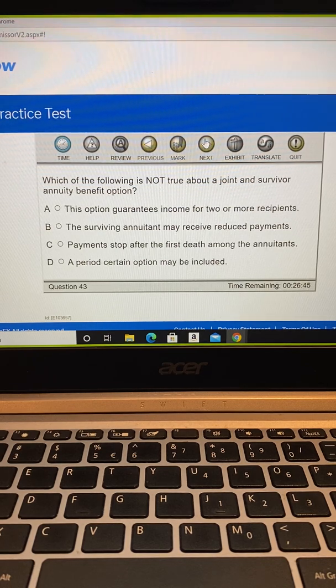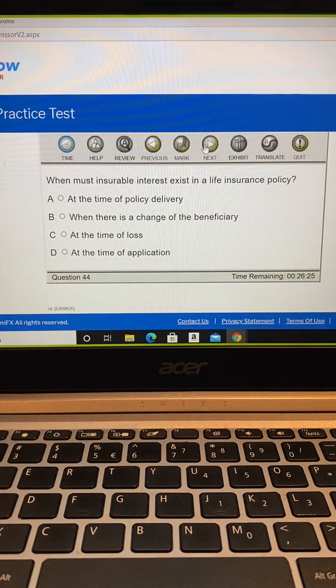What's the answer? C. What'd you say, D? C, yeah, the answer is C. Because joint and survivor is both people gotta die, not the first one. All right, next.